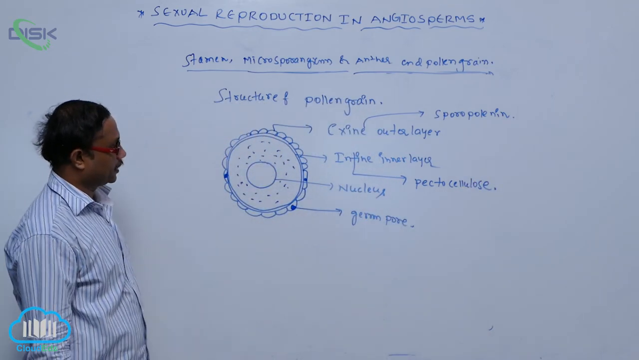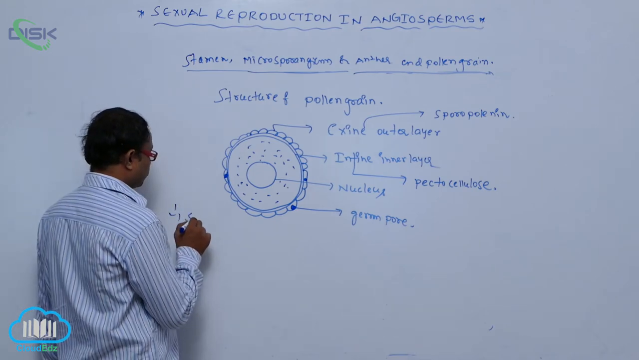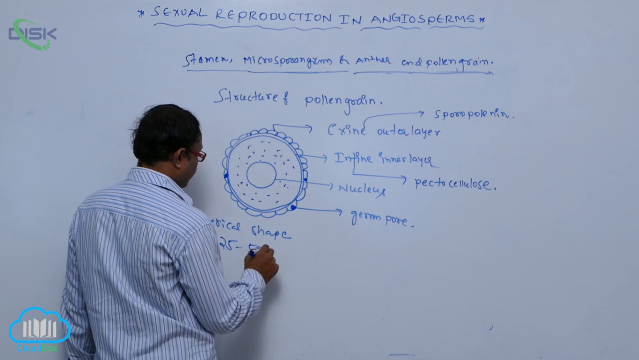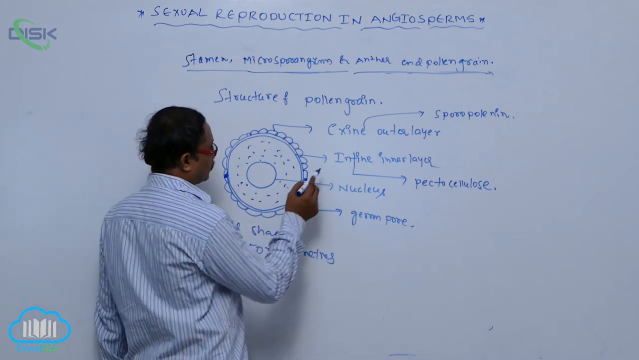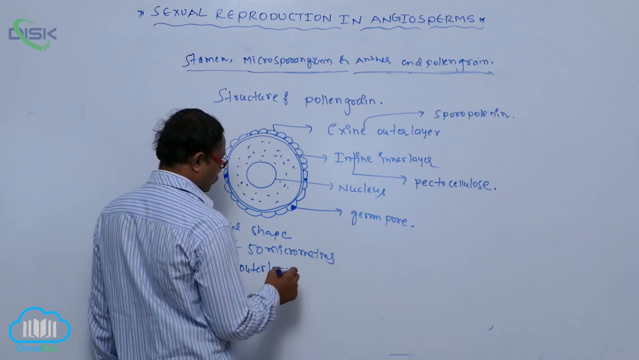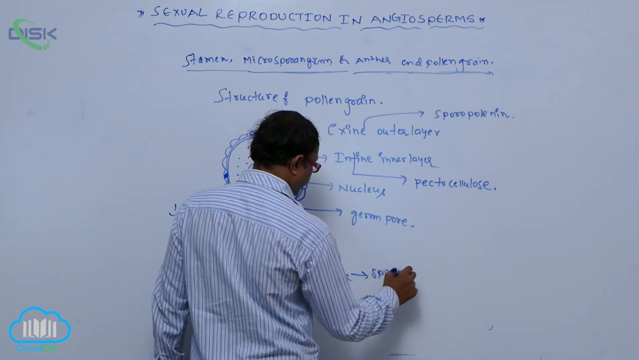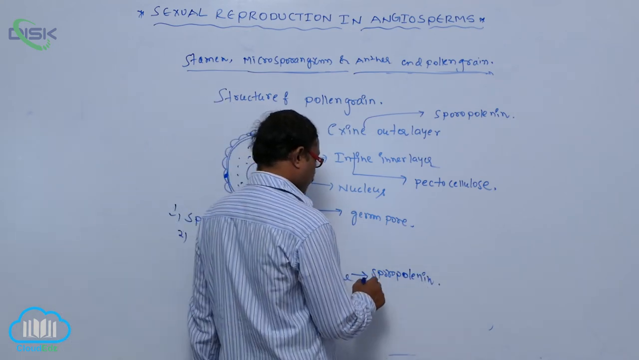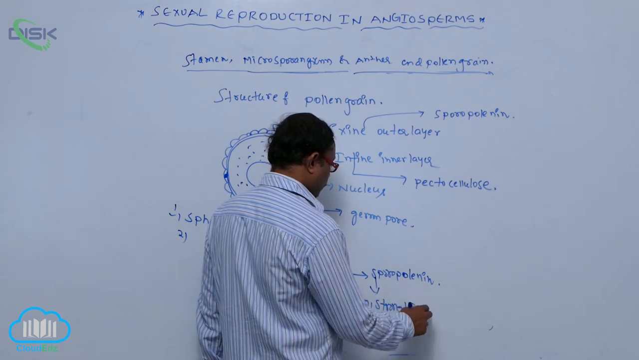Right, this is the structure of pollen grain. Generally, pollen grains appear spherical in shape. They are 25 to 50 micrometers. The outer layer is known as the exine. It is made up of sporopollenin. It is a rough and strong layer because it is made up of sporopollenin.